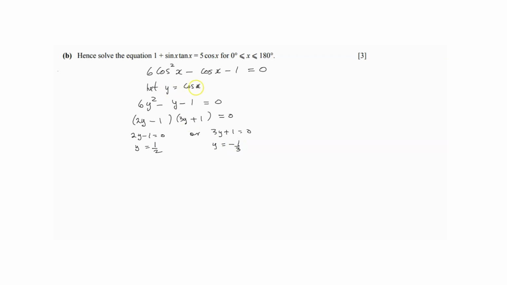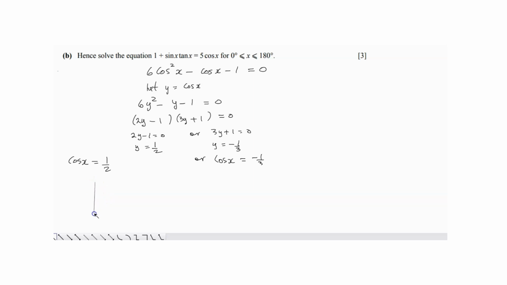But we know that y is equal to cos x. Therefore, cos x equals a half, or cos x here would equal minus 1 over 3. Since cosine is positive here, we can use the quadrant rule to determine the possible values of x. So let us draw our quadrant diagram here and examine what we could get for x.